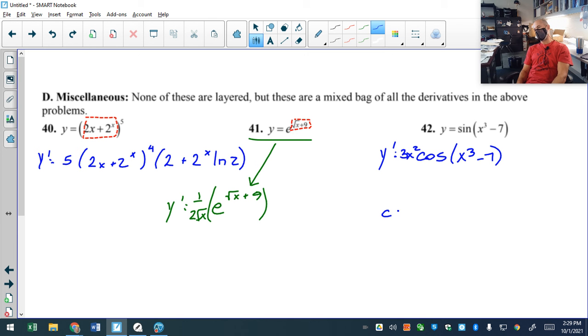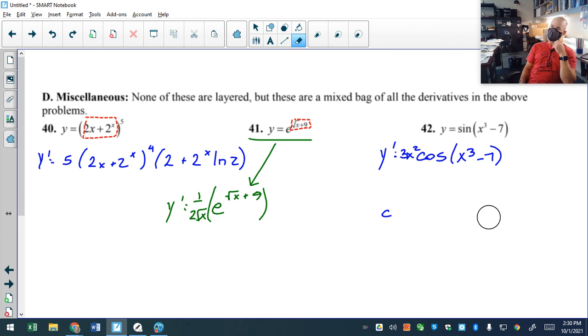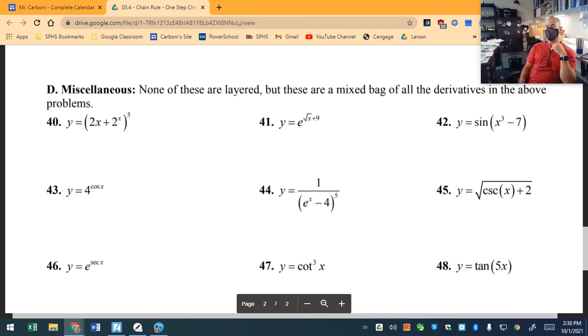Also, some of y'all are not very good about your parentheses, and you'll write cosine of x cubed minus 7 times, whoops, that's not a 7. 7 times 3x squared. And if you write it like that, I really can't tell where the cosine function ends. Now, if you put parentheses here and parentheses here, then it's very clear what's happening. But I prefer to put the inside derivative before the trig function.